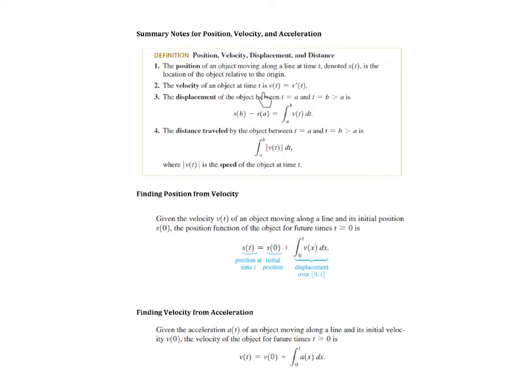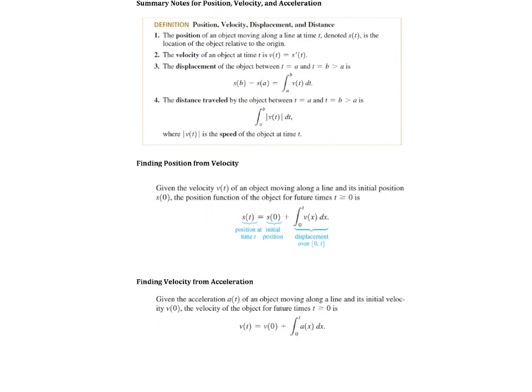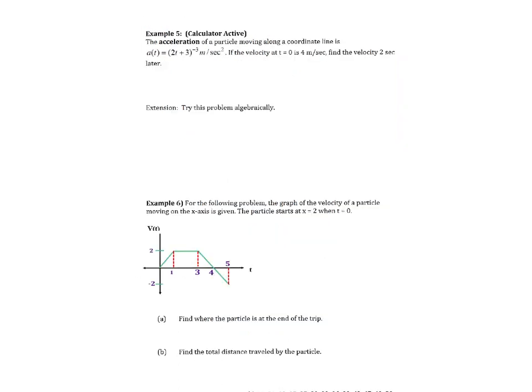Velocity of an object at time t is, of course, the derivative of the position. The displacement can be written in this way. So this will be the position at time b minus the position at time a, which is the change in position, right? So the area under the velocity curve is actually just the change in position. And the distance traveled by the object can be denoted using this notation, absolute value of v of t. So go ahead and read through the remaining portions of this, and if you have any questions, please make sure to talk to your teacher. Let's continue on the next slide.